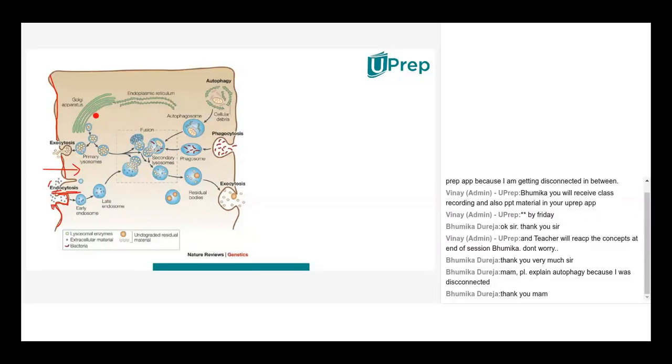The whole part is the cell, and this is the outside environment. Such a process of taking in solid particles is known as endocytosis. Now through endocytosis, when solid particles like bacteria get into the cell, they are called endosomes. So endosomes are nothing but the solid particles which were taken inside the cell by endocytosis.